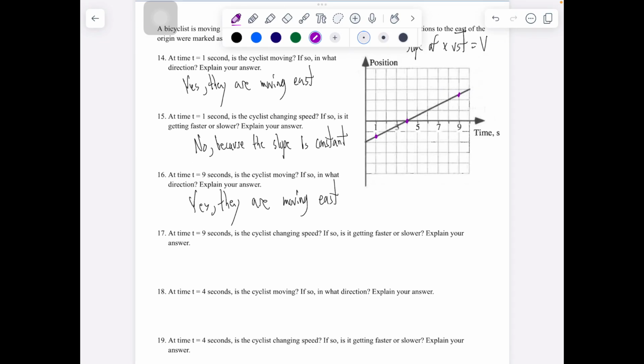At a time of 9 seconds, are they changing speed? No, they're not. Again, it's a constant slope.